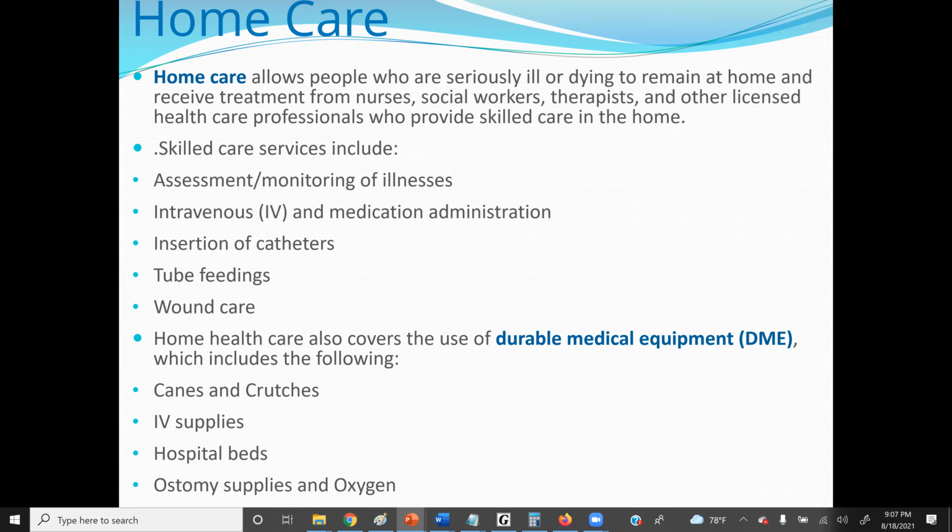The home care, again, also covers the usage of durable medical equipment. Durable medical equipment can include crutches or canes or IV supplies, hospital beds. These beds can be a special bed for patients, and can be brought to the home of the patient. Or if oxygen also is needed, or any medical supply, it will be provided.